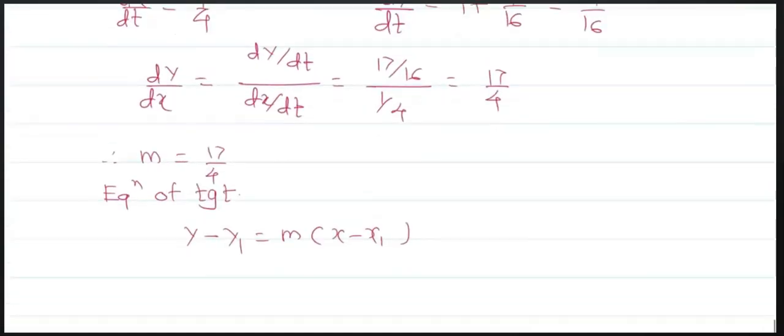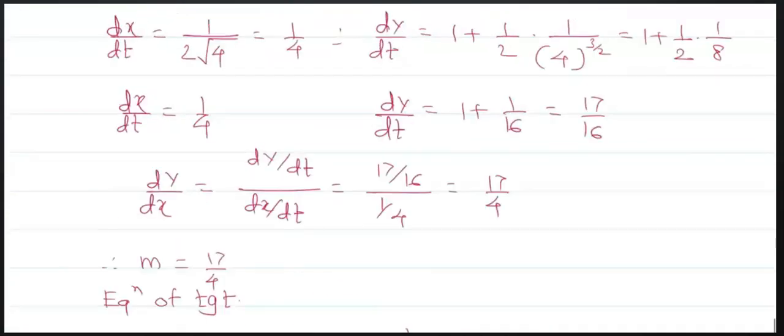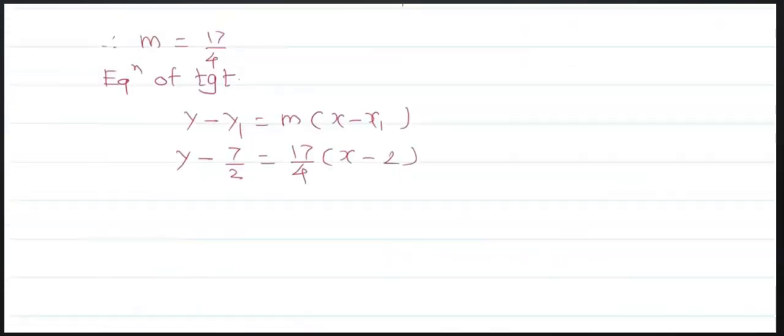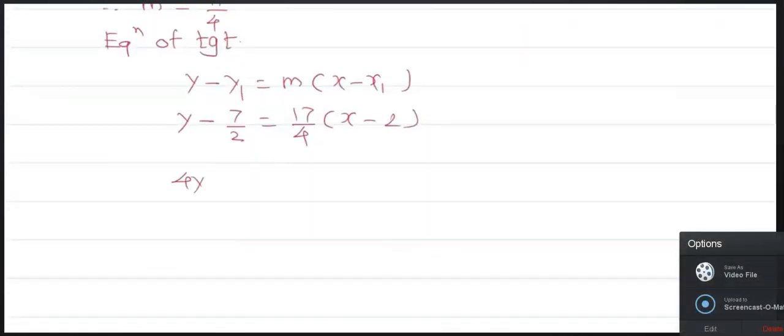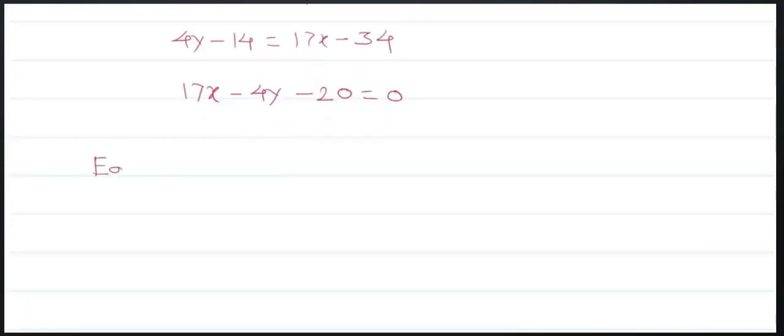Now, the equation of the tangent is y minus y1 is equal to m in bracket x minus x1, that is y minus 7 upon 2 is equal to 17 by 4 in bracket x minus 2. And after simplification, multiplying on both sides by 4, then you will get 4y minus 14 is equal to 17x minus 34. Therefore, 17x minus 4y minus 20 is equal to 0.